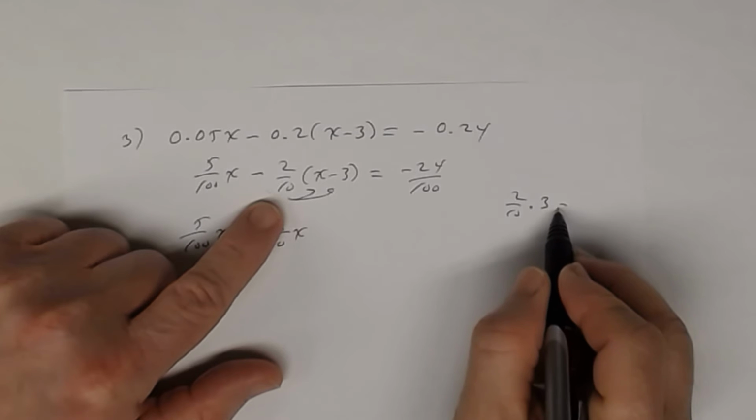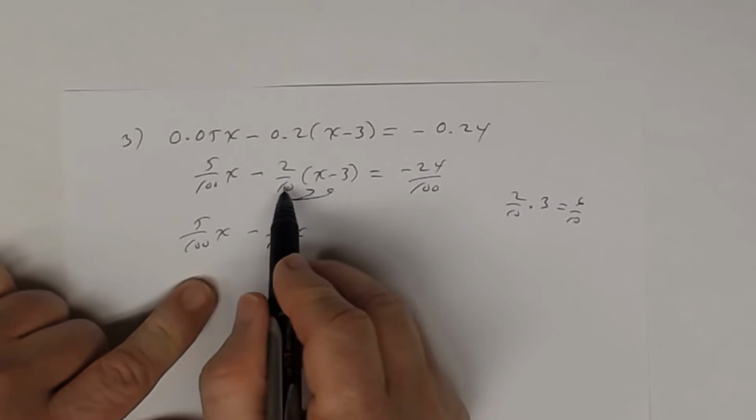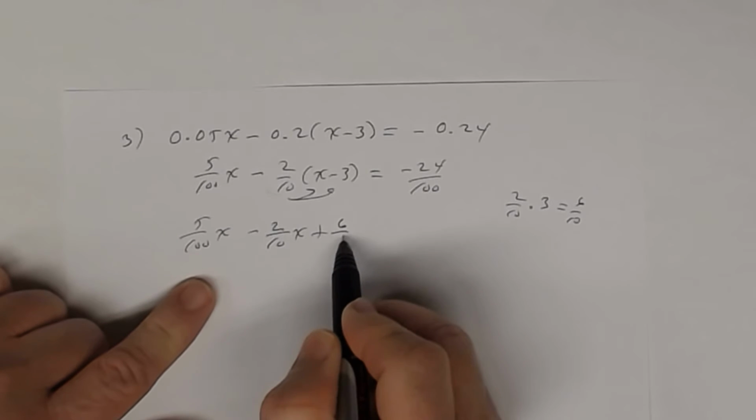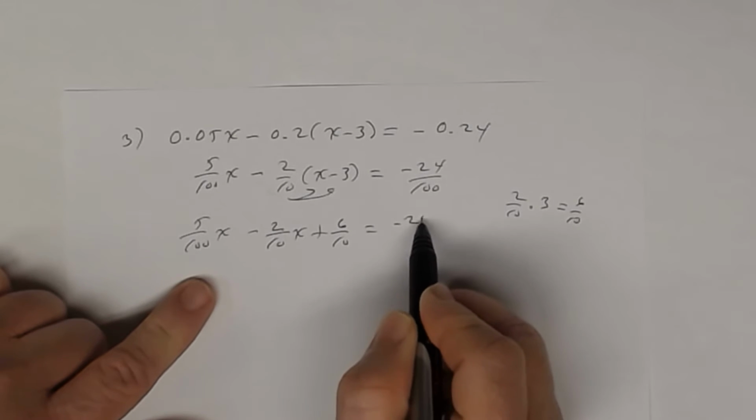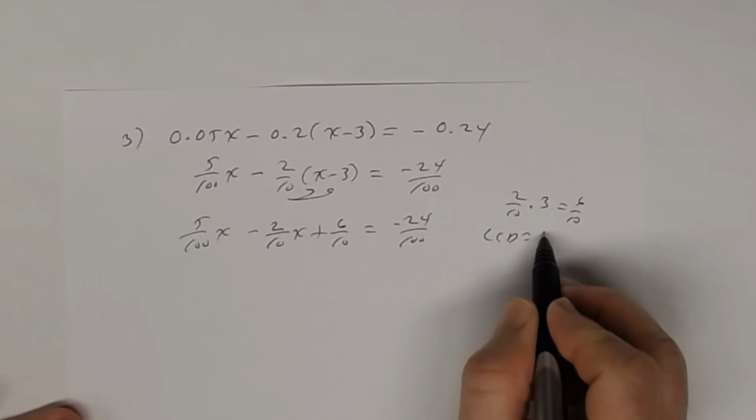2 tenths times 3 is actually 6 tenths. 2 times 3 is 6. But a negative times a negative is a positive, so that's actually positive 6 tenths, equal, and then negative 24 hundredths. All right, and now I'm going to multiply both sides by 100. So the LCD is 100, right?